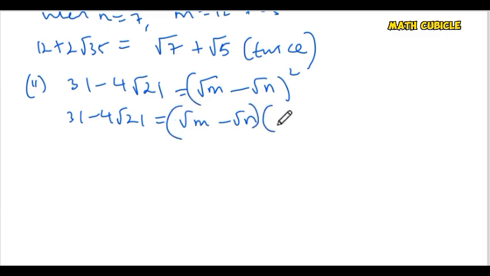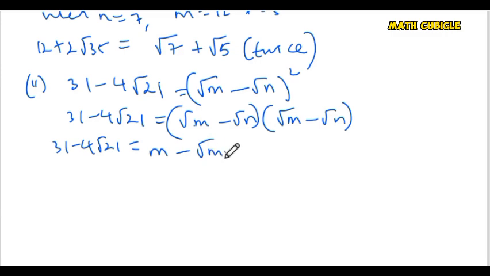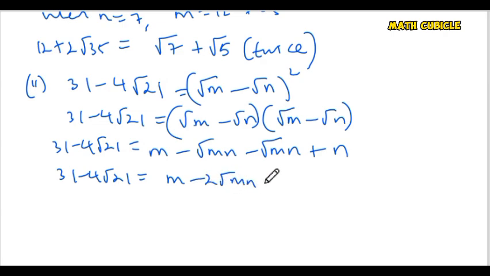Let's write it twice because we'll be multiplying it out. Root m minus root n. So this becomes 31 minus 4 root 21. Root m times root m is m. Root m times minus root n is minus root mn. Minus root n times root m is minus root mn. Minus root n times minus root n is plus n. So this becomes 31 minus 4 root 21 is equal to m minus root mn minus root mn. That's minus 2 root mn plus n. So 31 minus 4 root 21 is m plus n minus 2 root mn.